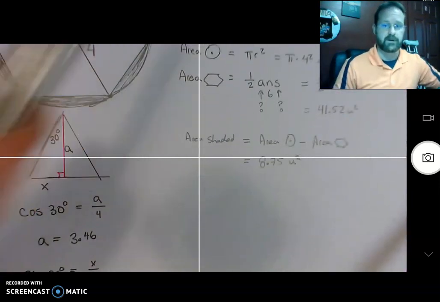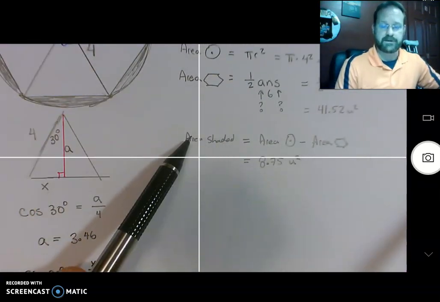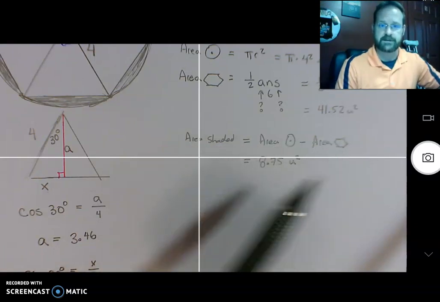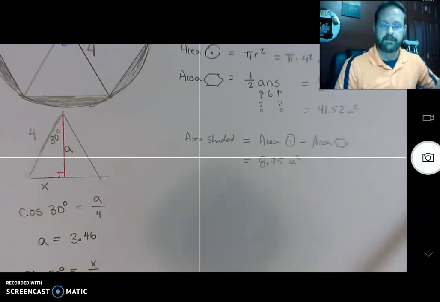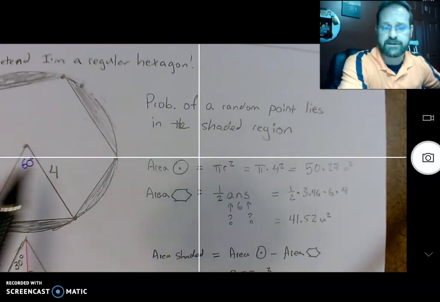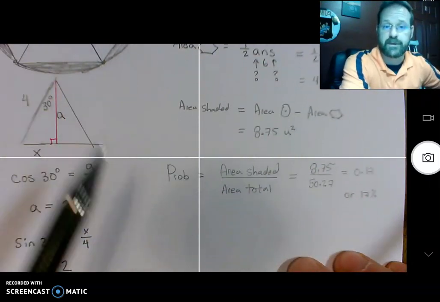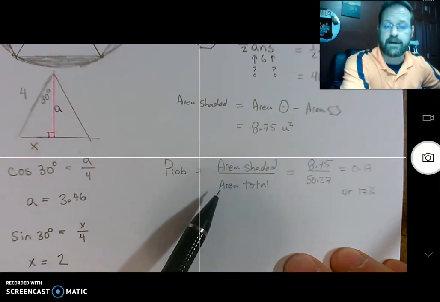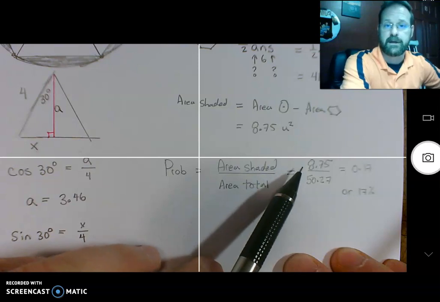Okay, so going up there. Area of the shaded region is area of the circle minus area of the hexagon. And there we go. Okay, the last step was asking for probability. So the probability that a random point lies in the shaded region is going to be the area of the shaded region divided by the total area.